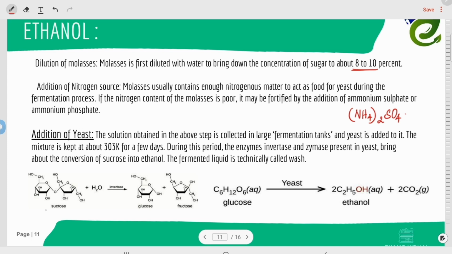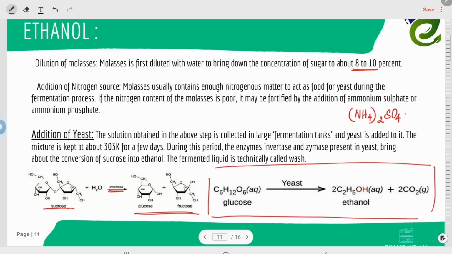So first we have sucrose. On the addition of invertase and zymase, they become glucose and fructose. And this glucose on addition with yeast forms ethanol. And this ethanol solution is called wash.